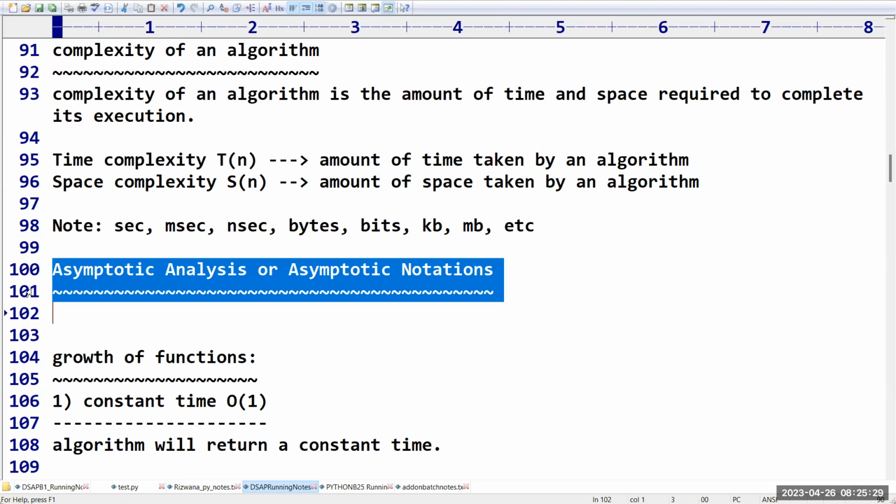I'm not going into detail about these asymptotic notations as of now. We will discuss later. Otherwise, I will just give an outline. One second.